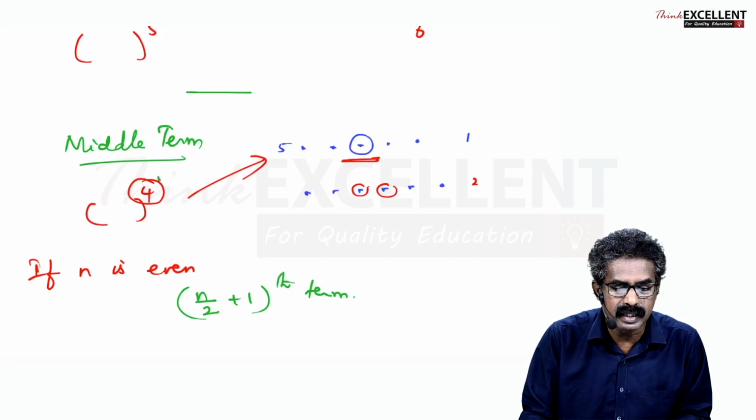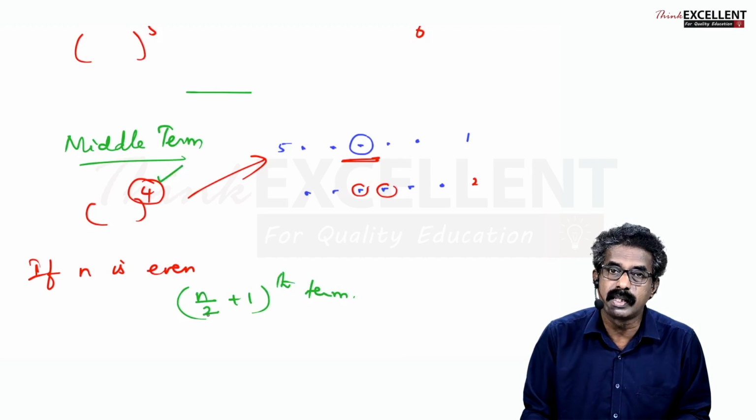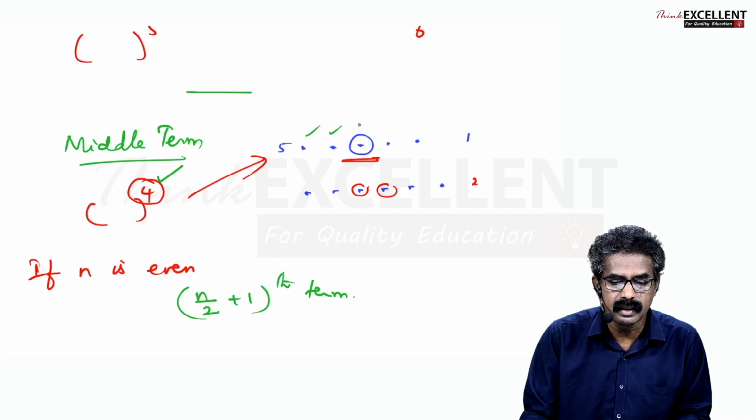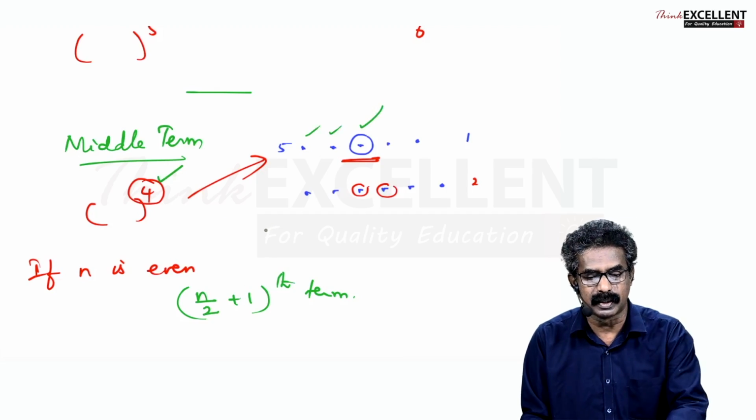Please listen here. When n is 4, for n you put 4, 4 by 2. What is 4 by 2? 2. 2 plus 1, 3. Third term. First, second, third term. Yes, the third term is the middle term.